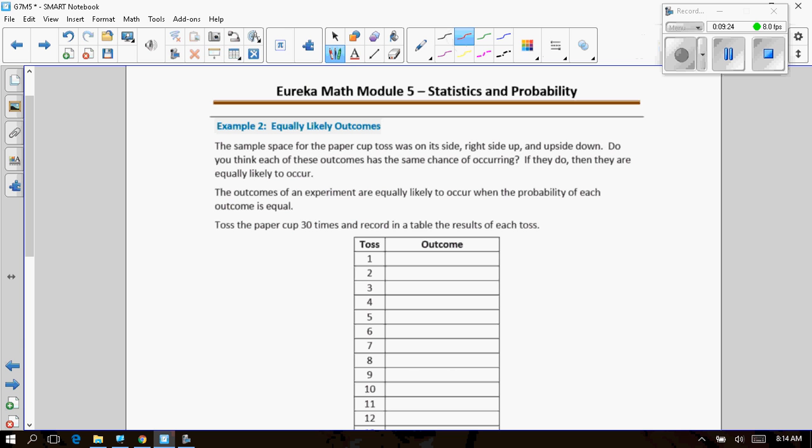I want you guys to underline or highlight that. Okay, equally likely, which is the question from our EQ, means that each event has the same probability. Every single one of them has the same chance of happening. So you guys are going to get a paper cup. You're going to toss it 30 times and just write down if it landed right side up, facing the way it would if you were going to drink out of the cup.